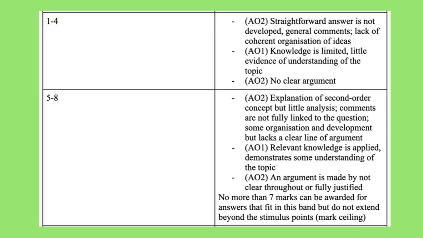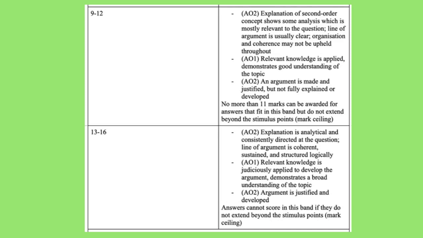If your answer scores in these bands, it means that whilst you've answered the question, your comments are maybe a little bit general, so that means that they need to be developed further by bringing in evidence from your own knowledge, showing that you've been analytical in trying to decide what is the most significant factor. It could also mean that your structure might be a little bit difficult to follow, so maybe the examiner isn't exactly sure what exactly you're arguing. Here are the top 2 bands.